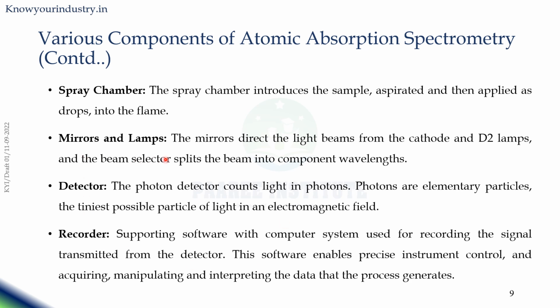Then mirrors and lamps. The mirrors direct the light beams from the cathode and D2 lamps, and the beam selector splits the beam into component wavelengths. Then the detector: the photon detector counts the light in photons. Photons are elementary particles, the tiniest possible particle of light in an electromagnetic field. So the detector basically counts the photons.